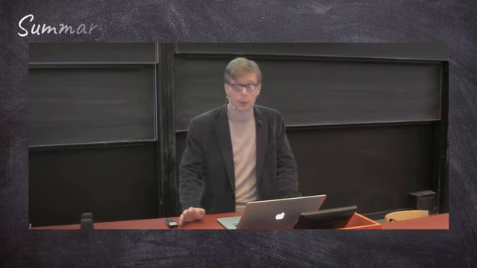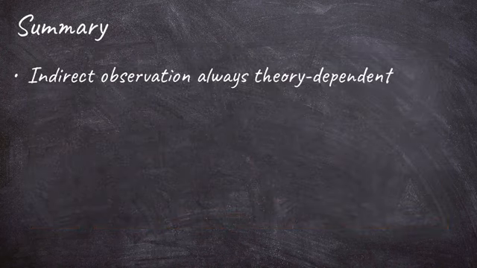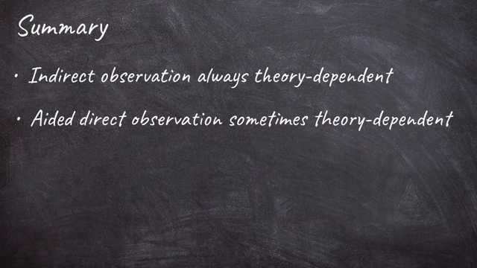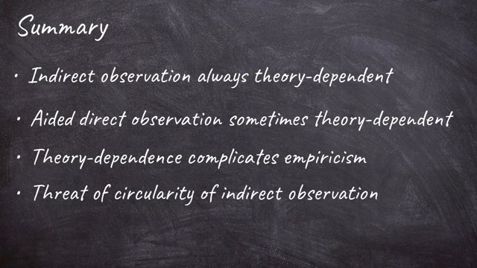Okay, so to summarize, I've argued that indirect observation is always theory dependent, while aided direct observation is sometimes theory dependent. That is, I think, an interesting finding, even though it is not universal. And I've argued that theory dependence complicates empiricism. We can't now go with the simple foundationalist picture. Because we cannot go with this simple foundationalist picture, we are facing a circularity problem, and I've given you an example of how this can be solved, but that might not be the only one.